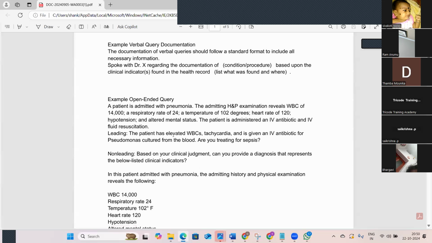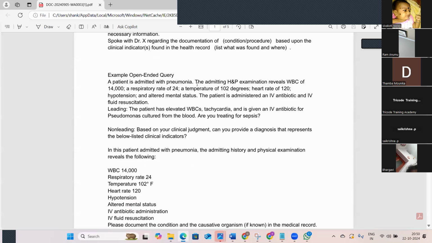Before I discuss these three types, I'm going to explain an example of an open-ended query. Here you can see a patient admitted with pneumonia, and the H&P reveals WBC, respiratory rate, temperature, heart rate, and hypotension. What is all this? Clinical indicators. And the last ones, IV antibiotics and IV fluid resuscitation, are treatment. As I told you before, a query needs medical documentation. He mentioned admission, H&P examination reveals, so documentation is there, some indicators, and finally the treatment also.